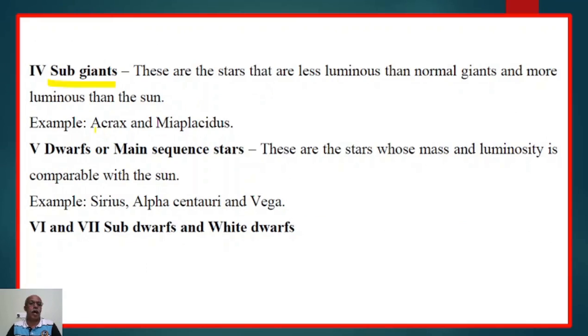Examples for subgiants are Acrux and Mia Placidus. The next classification is dwarfs or otherwise main sequence stars. These are the stars whose mass and luminosity are comparable with that of the sun. Mass and luminosity are near to that of the sun. Examples are Sirius, Alpha Centauri, Vega, etc. And the final 6th and 7th group stars are the subdwarfs and white dwarfs. Subdwarfs belong to the 6th group, white dwarfs belong to the 7th group of stars.